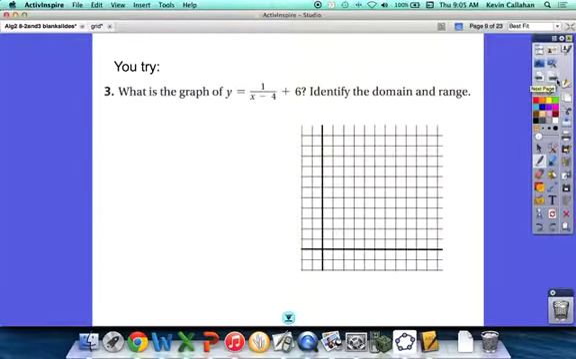So try to do that one. Sketch a graph, y equals 1 over x minus 4 plus 6. Figure out what the shifts are, draw the asymptotes, and then sketch in the branches.